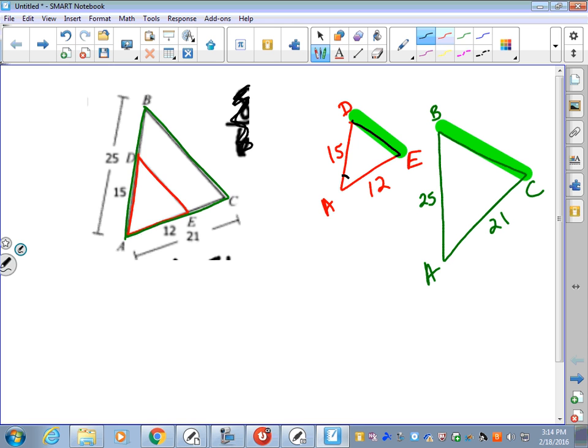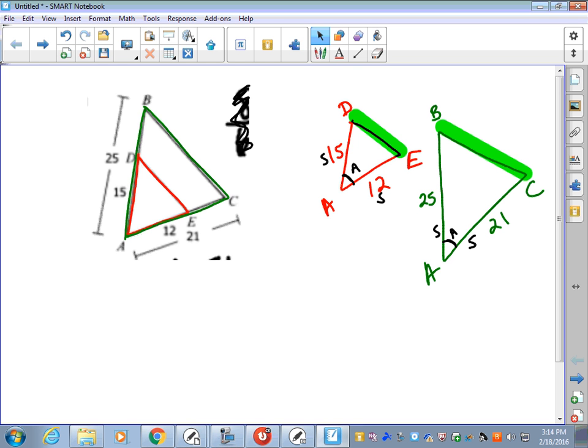All right, so since they both have angle A, I know angle A is going to be the same angle for both, so they're congruent. Go ahead and mark that. Put the arc to show that they have angle A. Okay, we have an angle. 15 is a side, 12 is a side, 25 is a side, 21 is a side. Y'all see the pattern we have once we separate them? Side, angle, side.